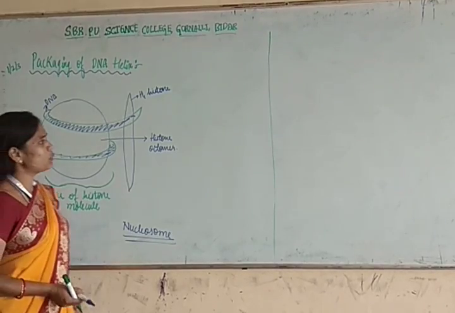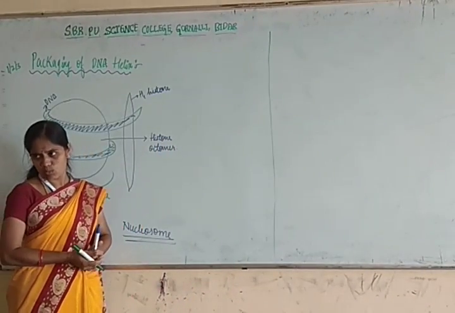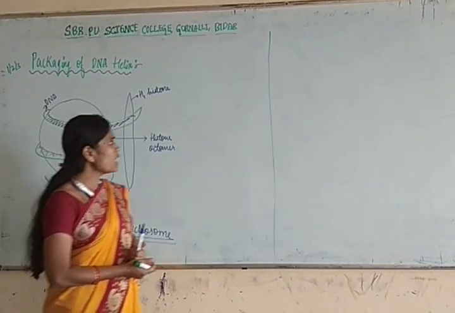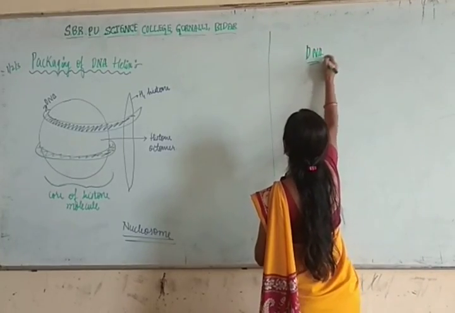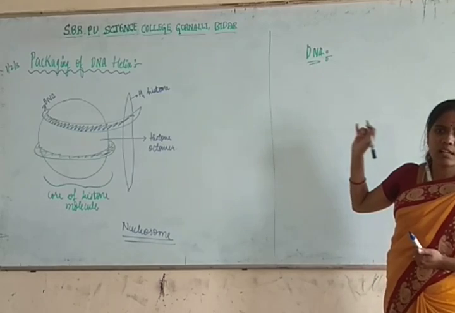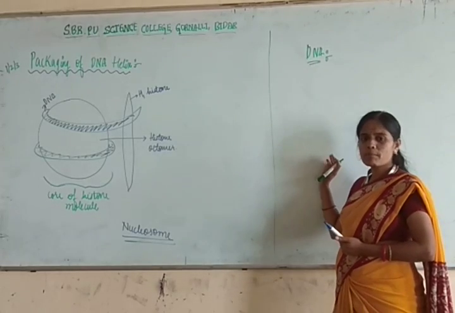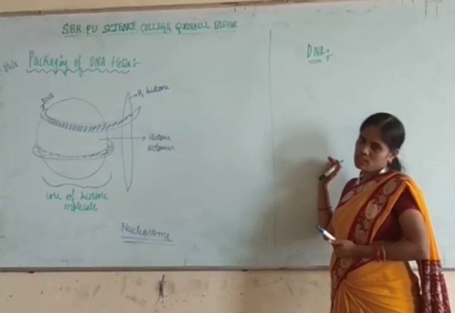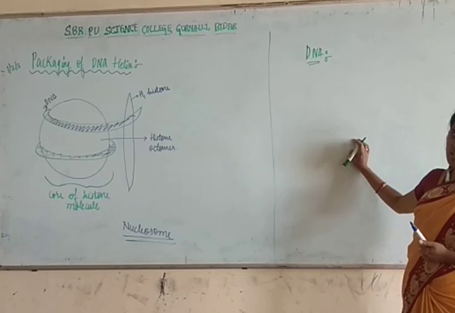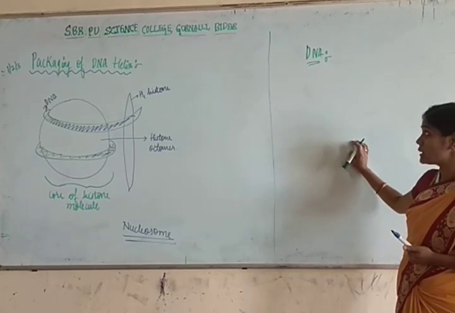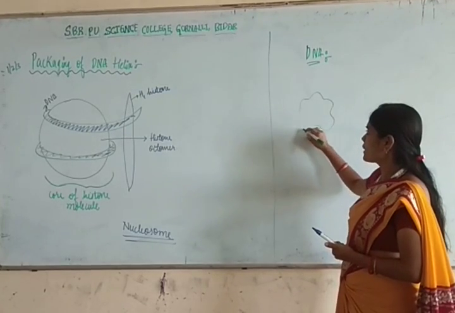Now, before I start the packaging of DNA, let me tell you some things which are essential to know to study this topic. Basically, we are familiar with the DNA now, isn't it? That is deoxyribonucleic acid. Where do you find the DNA? The DNA is found in the nucleus of the cell. In eukaryotes or prokaryotes? In prokaryotes and also in the eukaryotes. But there is a difference between the eukaryotes and the prokaryotes.